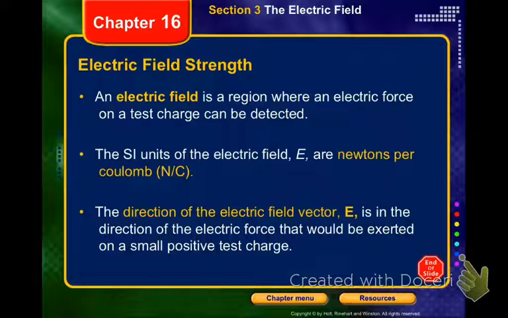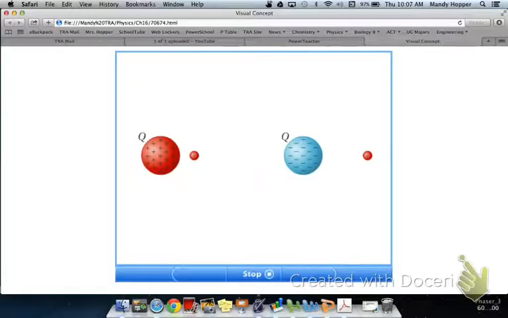An electric field is a region of space around a charged object in which a stationary charged object experiences an electric force because of its charge. The electric field at a point is defined as the electric force that would be exerted on a small positive charge, called a test charge, located at that point. So test charge, that's what we're calling this.